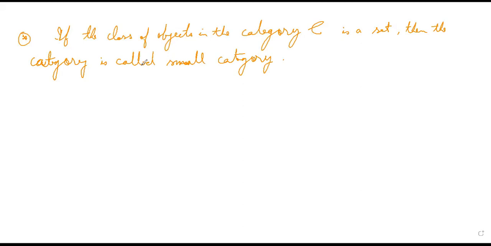So we allow the class of objects to be any collection, right? It may be a set or it may not be a set, but if it is a set, then the category is called a small category. An example of a category in which the class of objects is not a set is the category of all sets. In the category of all sets, the class of all objects is not a set. You know that the collection of all sets is not a set.